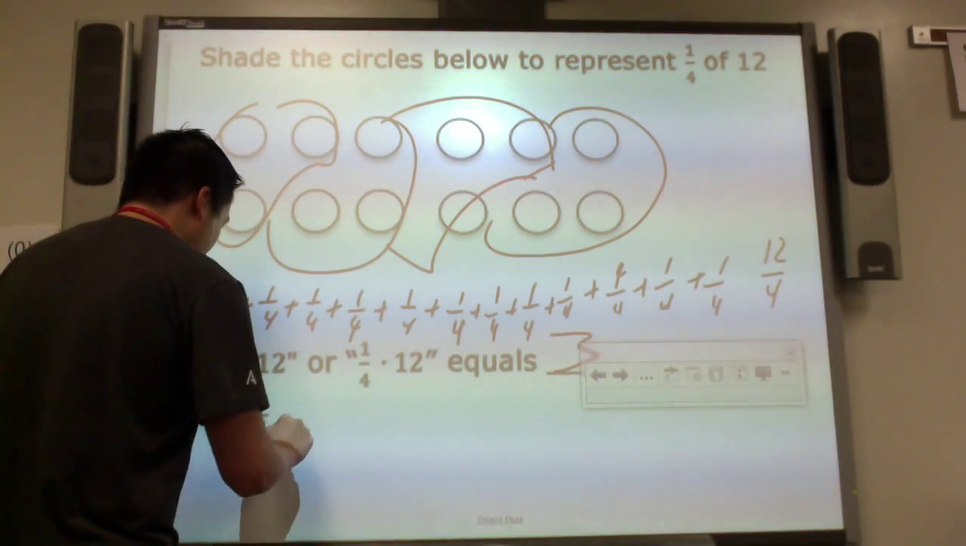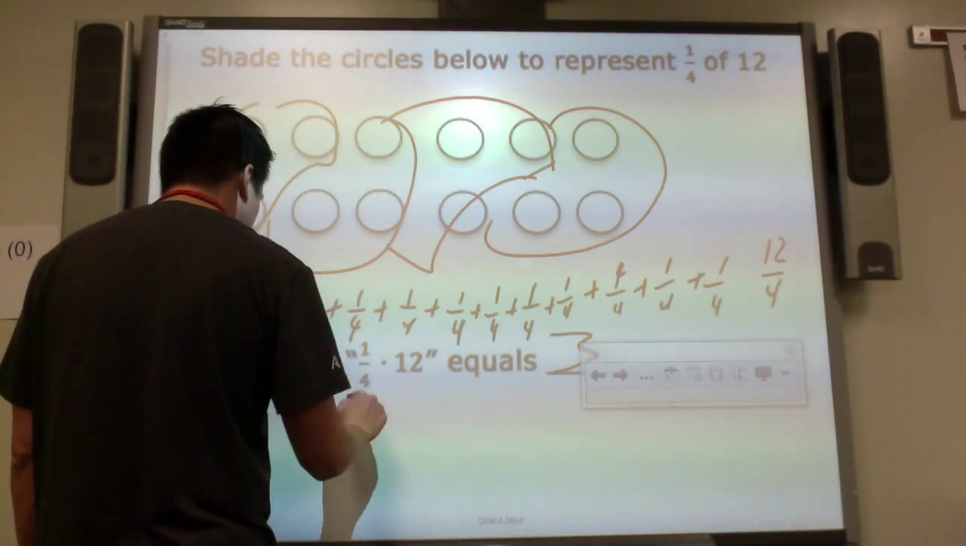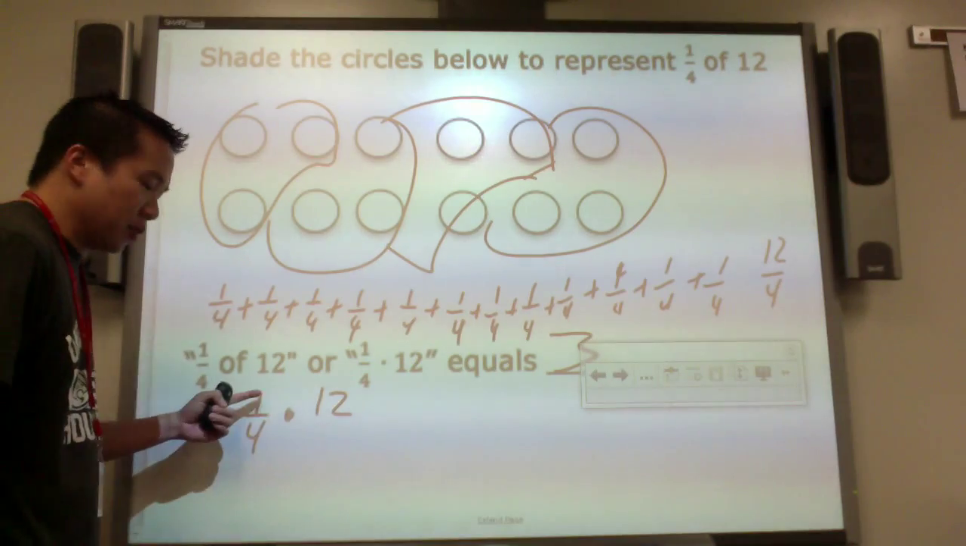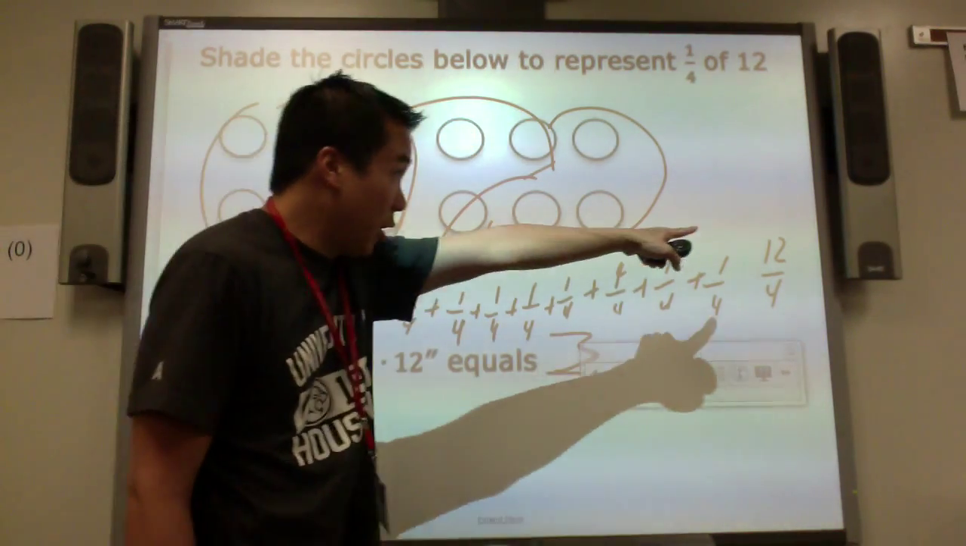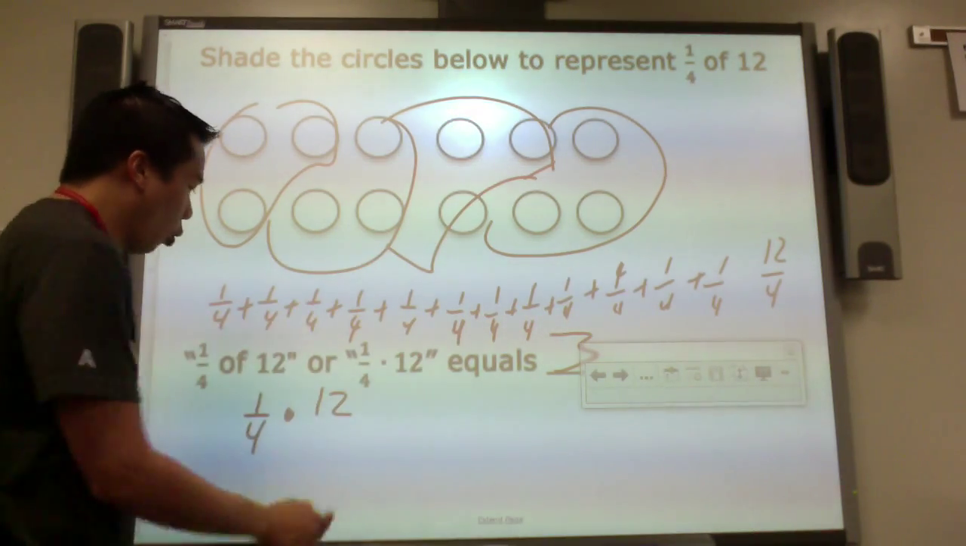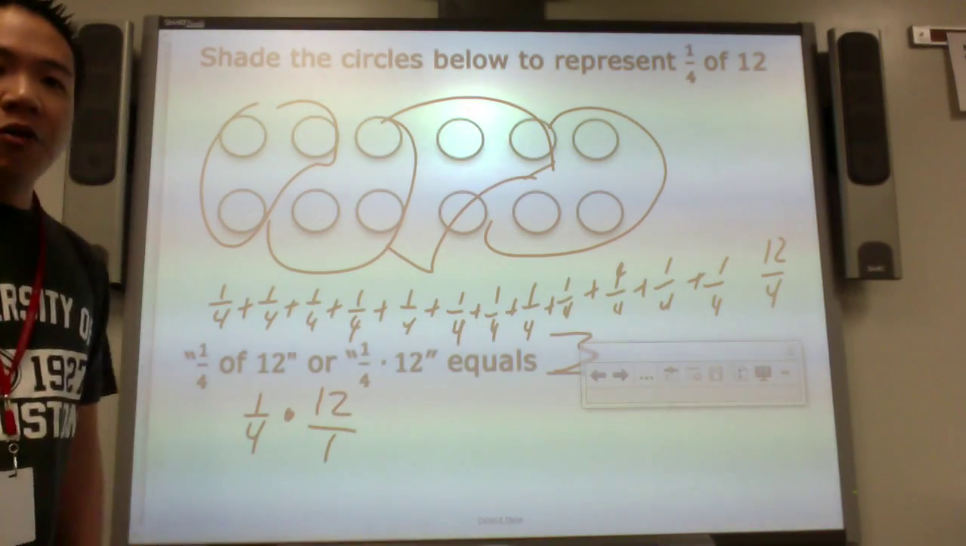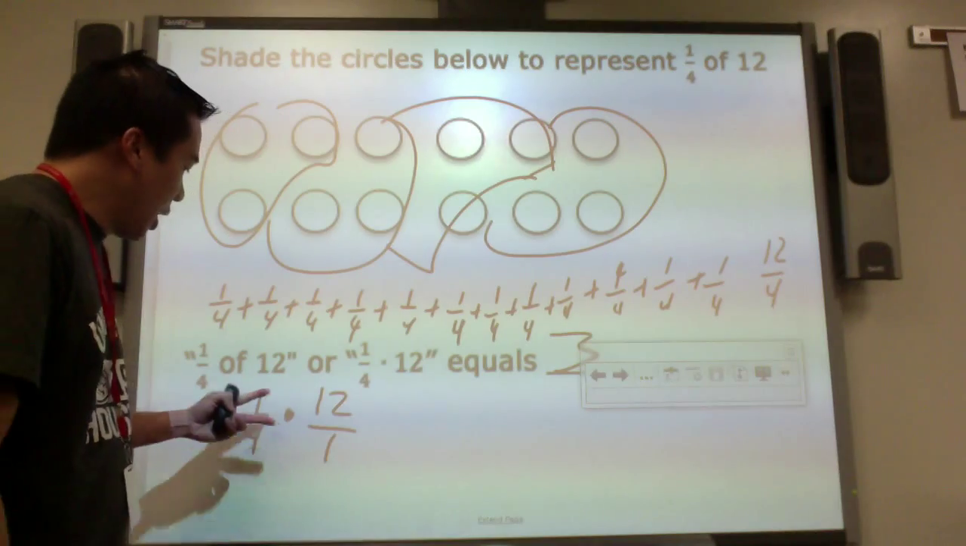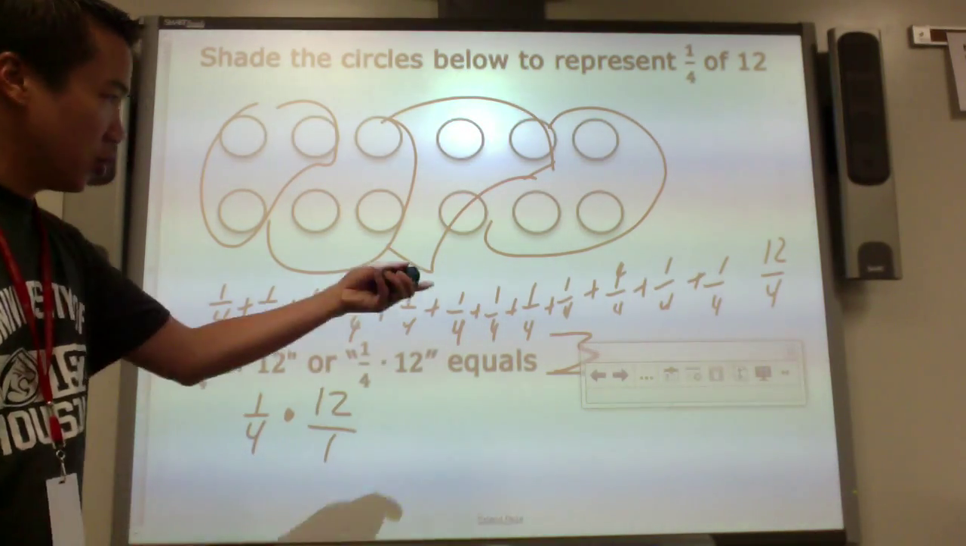So we have 1/4 of 12. So 12 times 1 is 12. And then keep the denominator alone, 4. Or set this up as a fraction. Turn this whole number into a fraction. Multiply across. You get 12/4, which is 3.